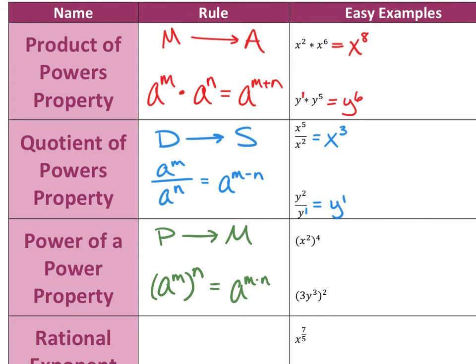Now this is not distribution. Let me make that very clear. But you can kind of think of it as exponent to exponent distribution. You're distributing the outside exponent to all of the exponents on the inside. It is not distribution, but it is kind of nice to think of it like that. Let's check out these examples. You've got x to the second power, all raised to the fourth power, which means we're going to multiply and get x to the 8th power, 2 times 4.